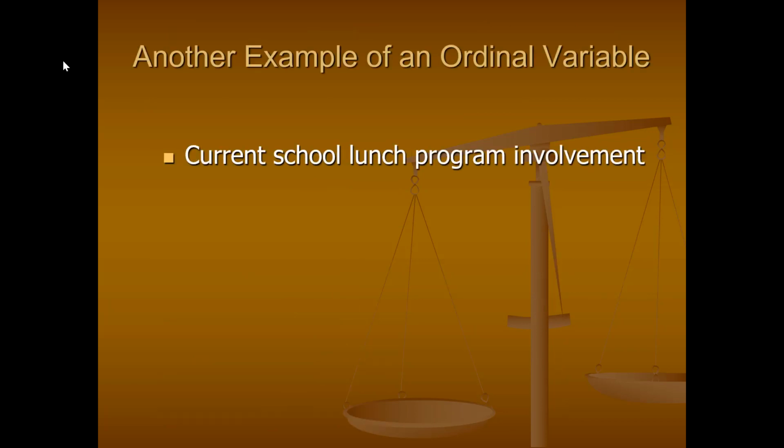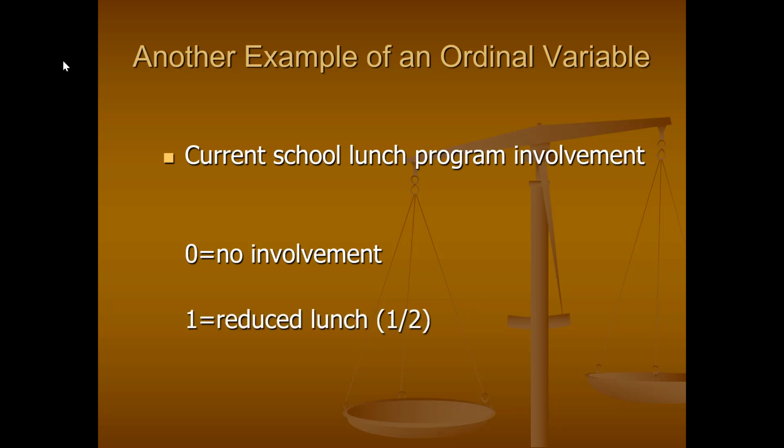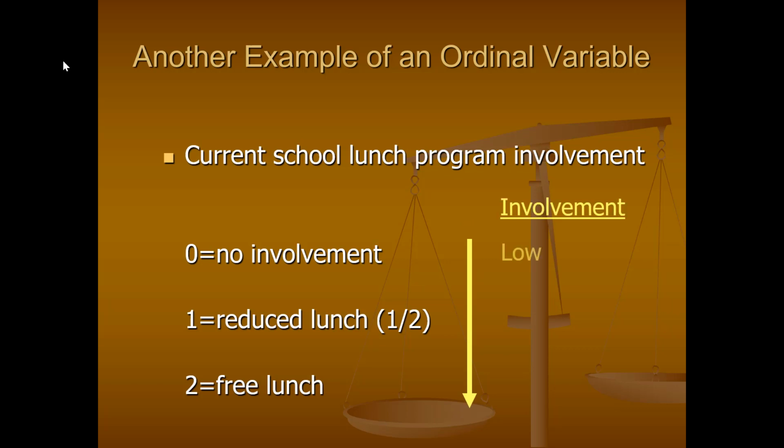Here's another example. Let's say I ask people if they're currently in the school lunch program. By people, I would mean children or parents being asked about their children. So 0 would mean no involvement. 1 would mean that they get a reduced lunch, say half the price. And then a 2 is free lunch. So I know that as I increase the number, involvement goes from low to high.